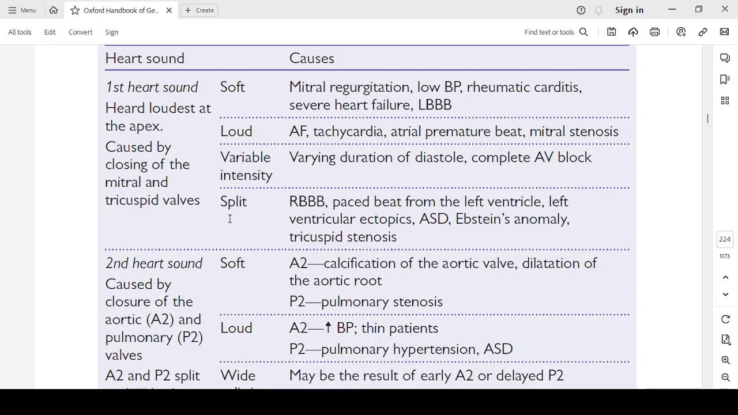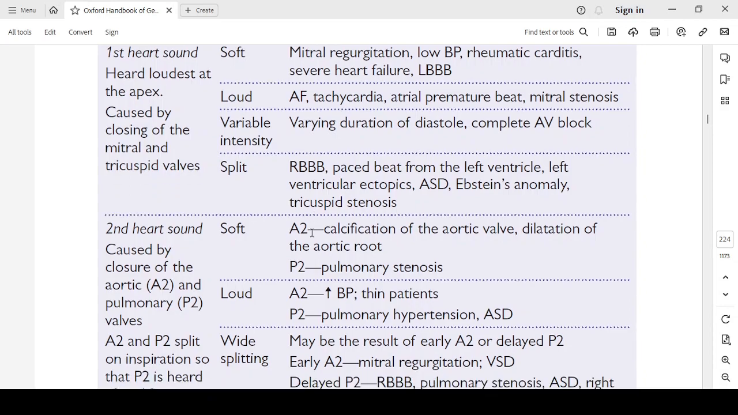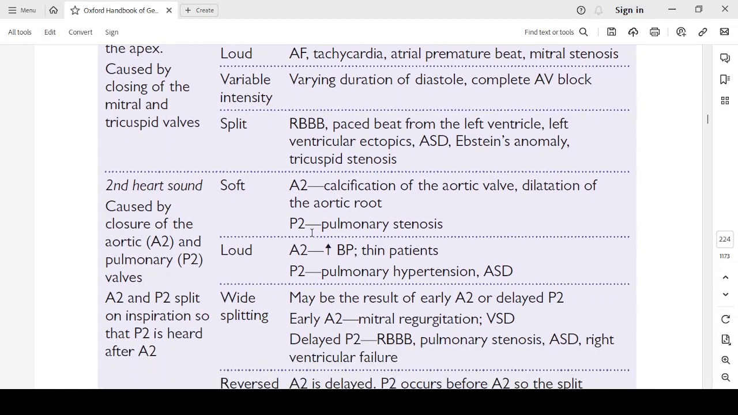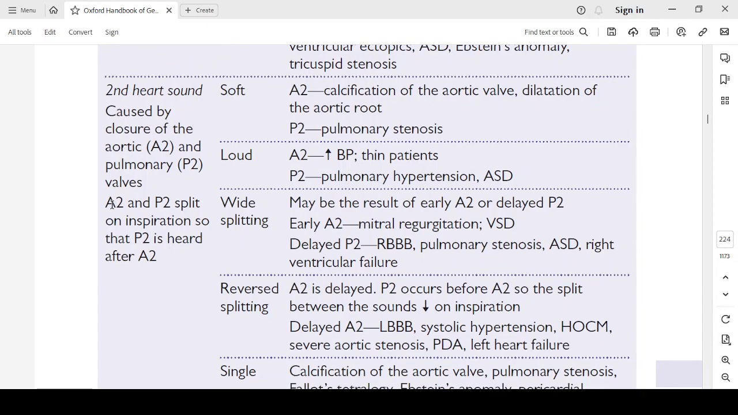Split first heart sound: RBBB, paced beat from the left ventricle, left ventricular ectopics, ASD, Ebstein's anomaly, tricuspid stenosis. The second heart sound is caused by closure of the aortic and pulmonary valves. A2 and P2 split on inspiration is normal, so that P2 is heard after A2.